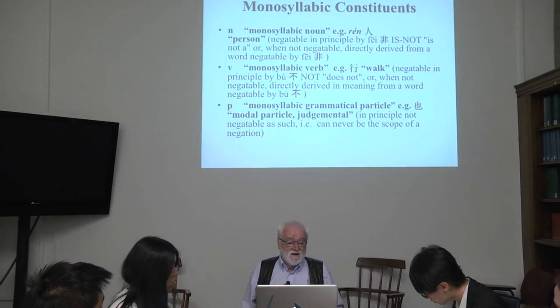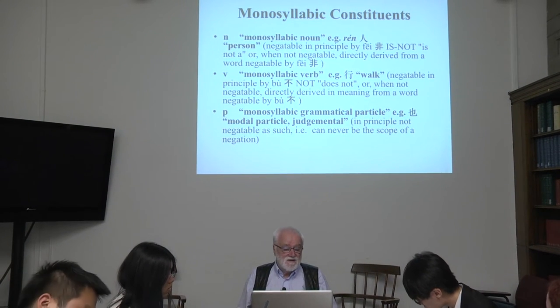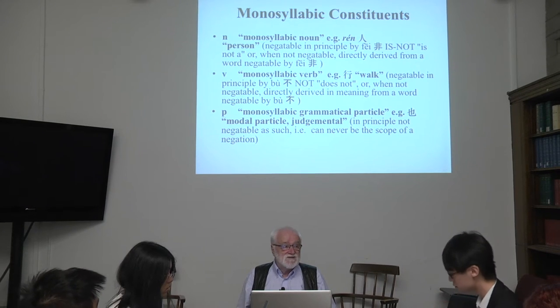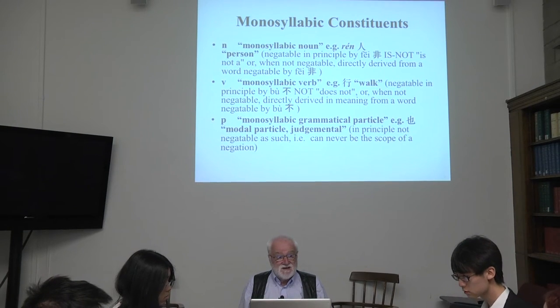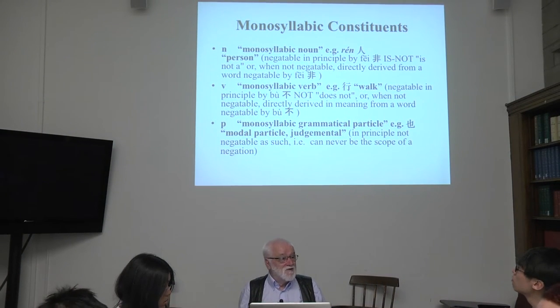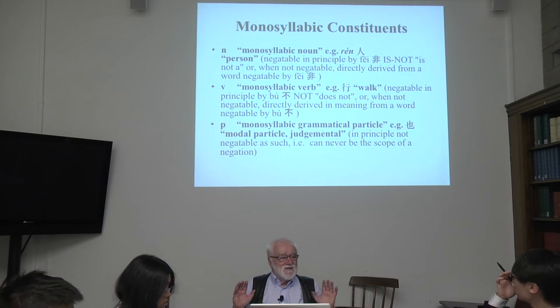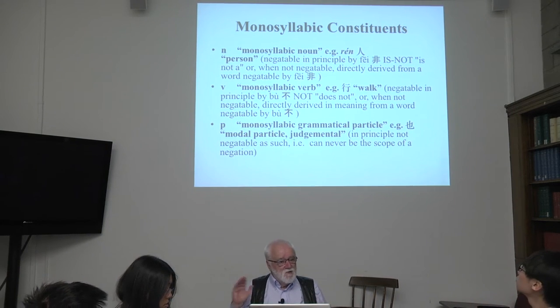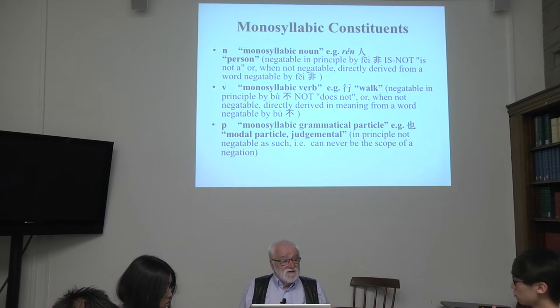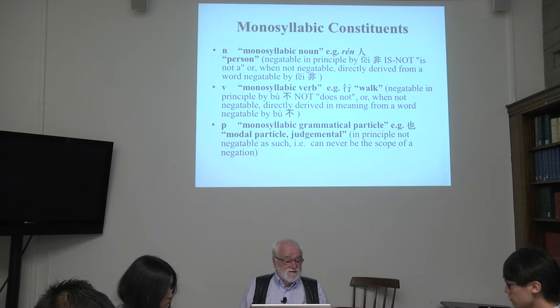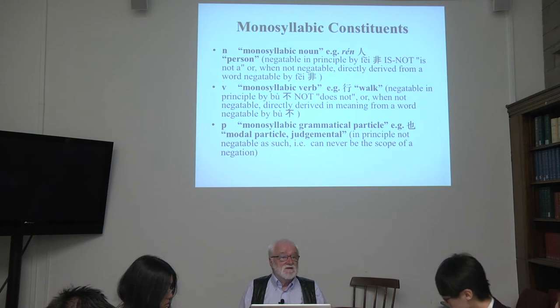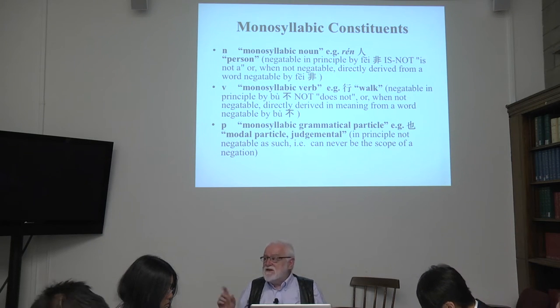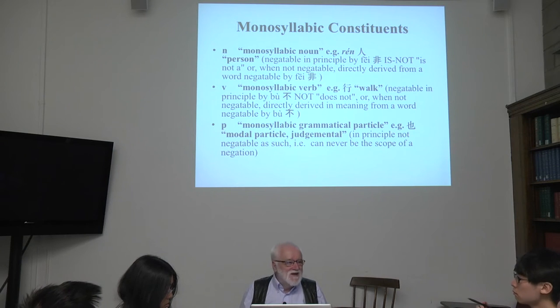Now, this is not crucial for us, but the point that we want to make is that it is 行不行 and not 行非行, right? So the 行 is negated by 不, and the final particle 也 is not a predicate in the sense that you can't go ahead and try to negate it.